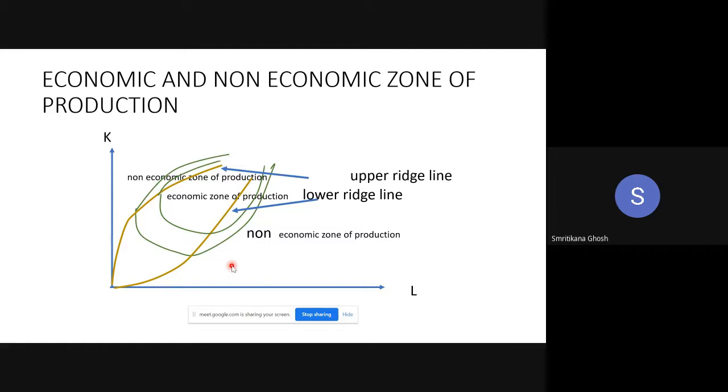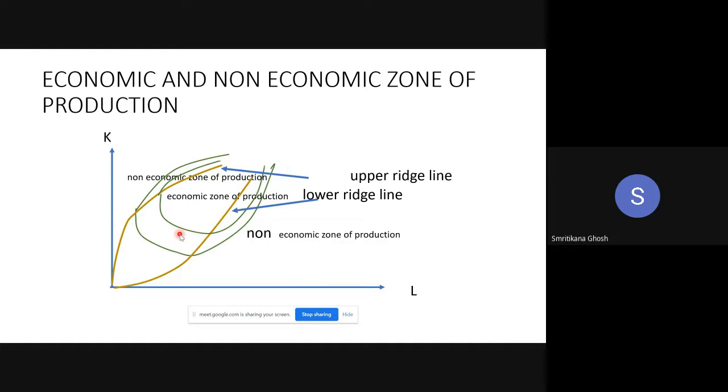Now look. First of all, this green line is the isoquant. Try to understand this green line, these two green lines, these are the normal isoquants. We are measuring labor on the horizontal axis, and capital on the vertical axis. So these are the isoquants, downward sloping convex isoquants.